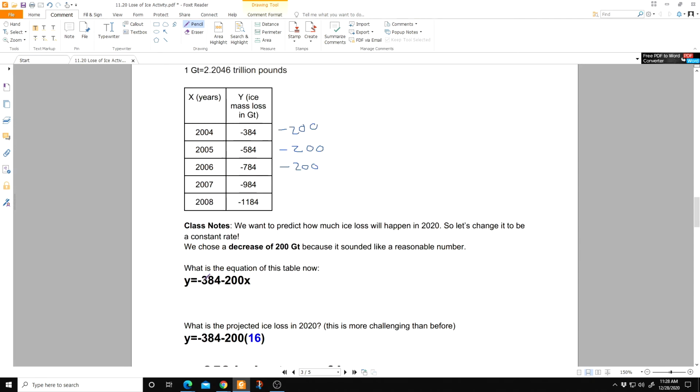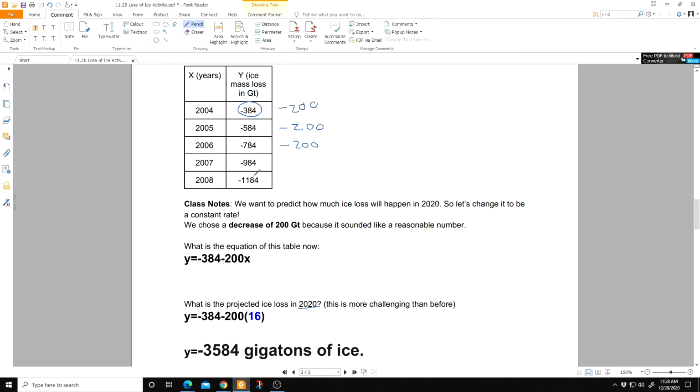So what's our equation? Y equals negative 384, right? This is our starting value. And then we're always subtracting by 200, so minus 200x. Now, what is the projected ice loss in 2020? This is tricky, right? You might be wondering, where does 16 come from? Well, remember, we started in 2004, right? This 2004 is coming from this number right here. This is our starting value.